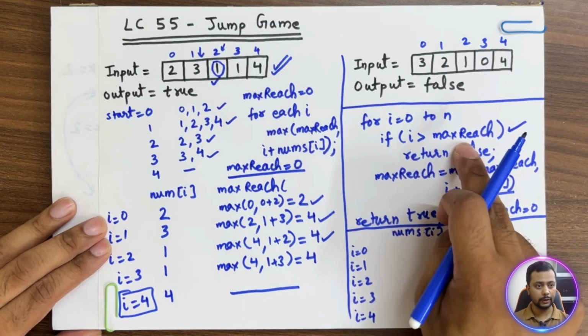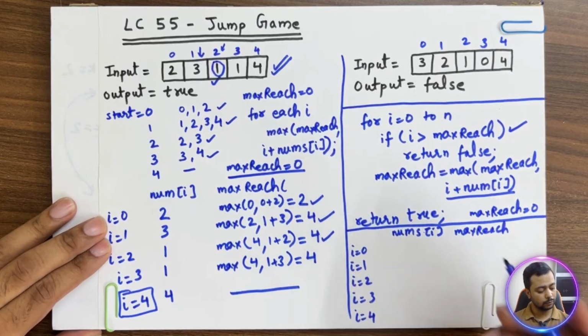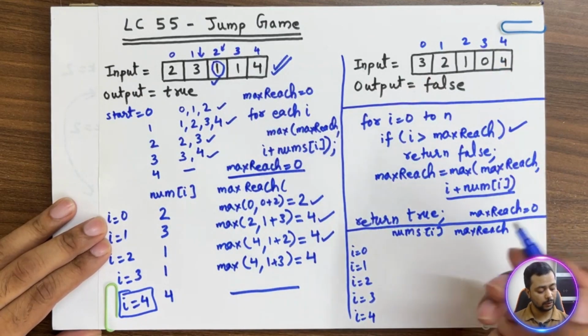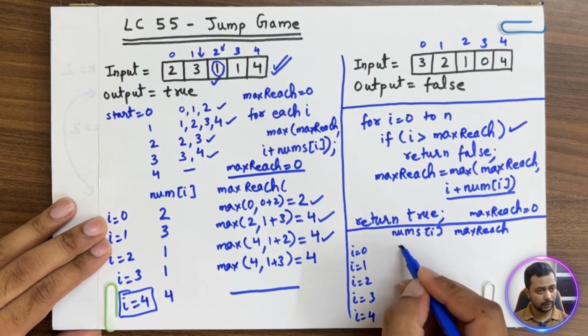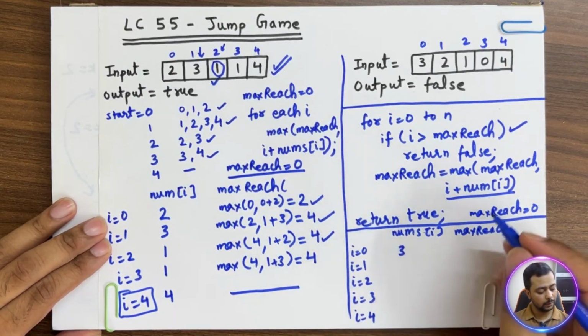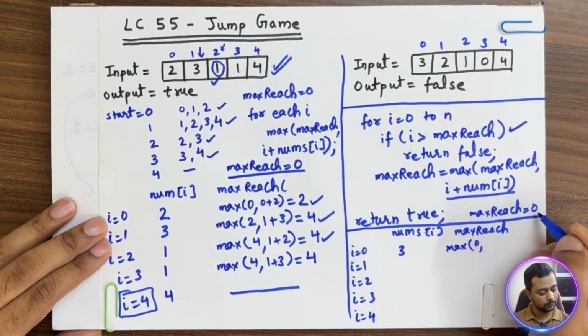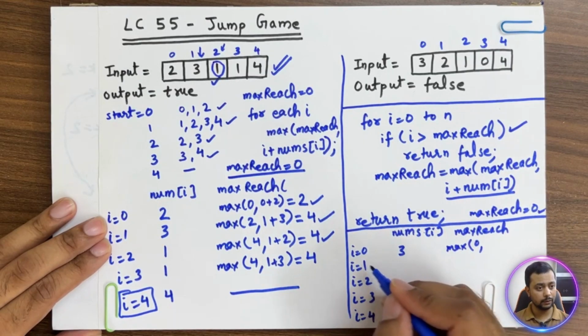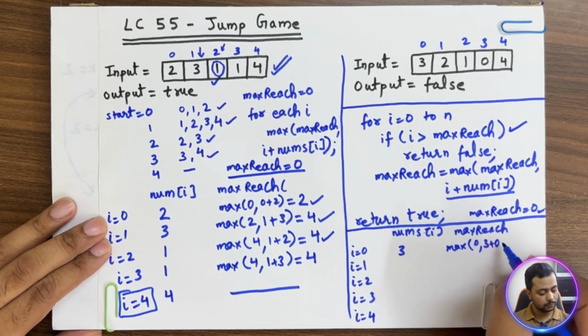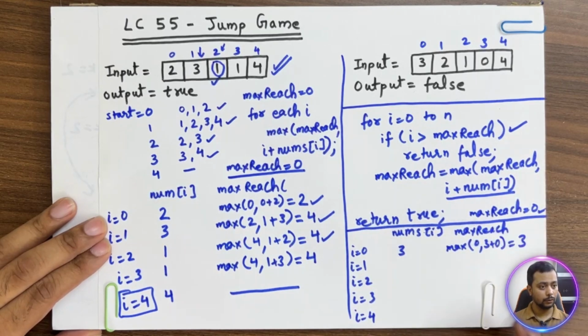So now at I is equal to 0, max reach is 0. So 0 is not greater than 0, which means the first position is reachable, obviously. The value of nums of I is 3. So max reach becomes the maximum of 0, which was the previous value, comma 3 plus 0. So this becomes 3. So max reach right now is 3.